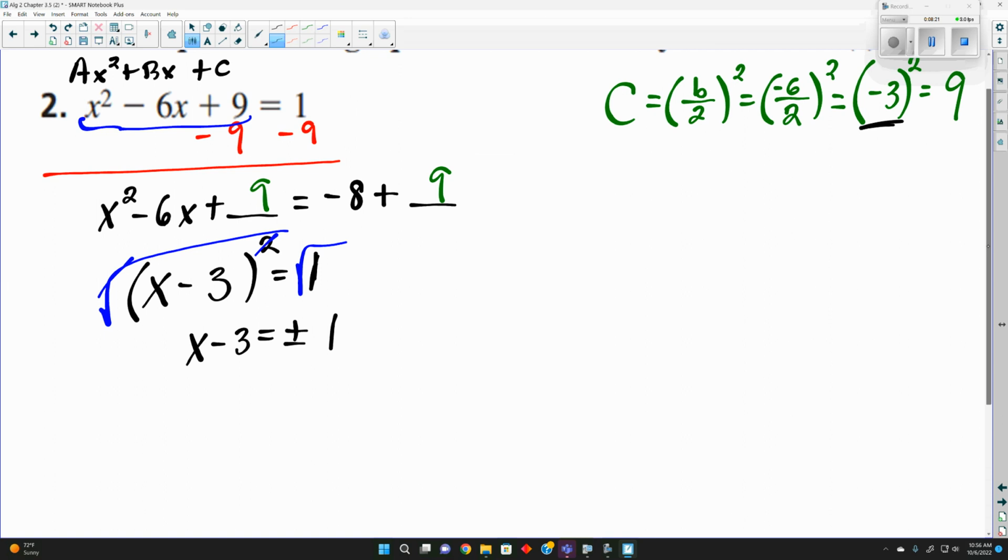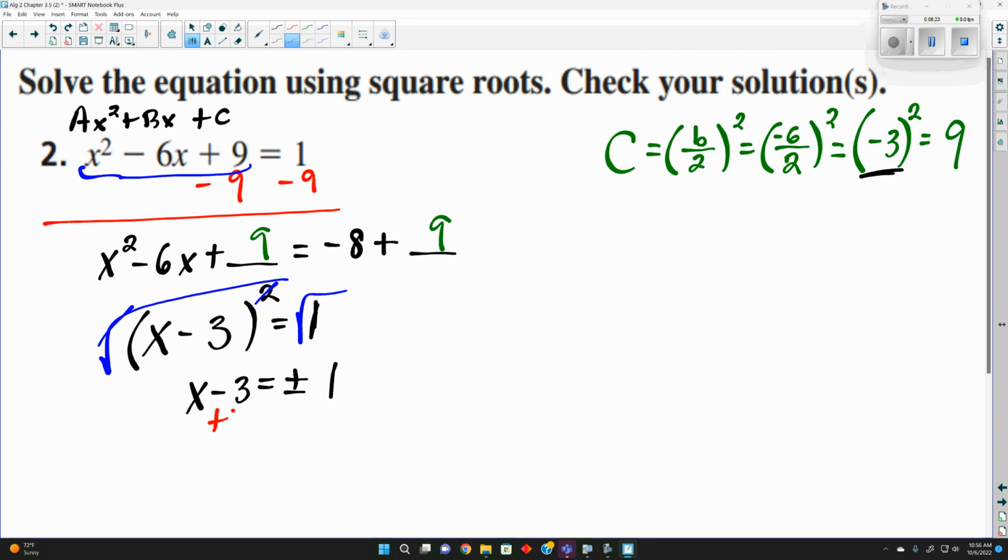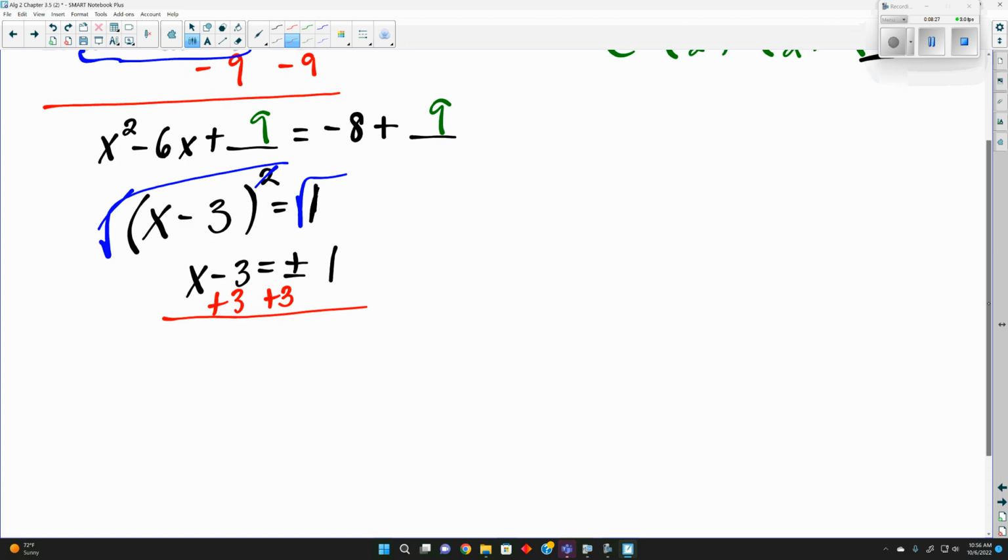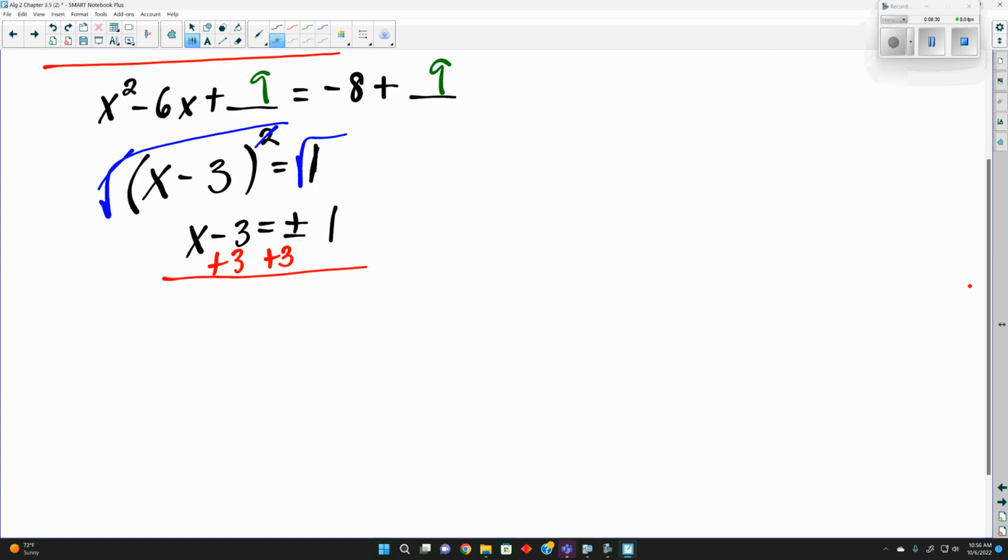And last but not least, we need to add 3 to both sides. And if we add 3 to both sides, we get x is equal to 3 plus or minus 1.